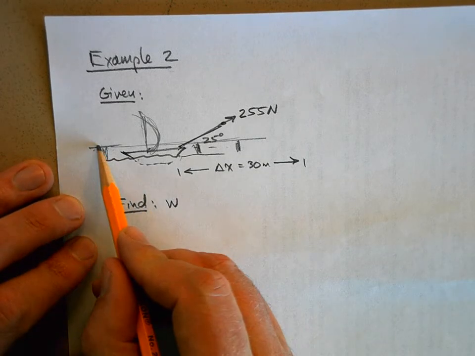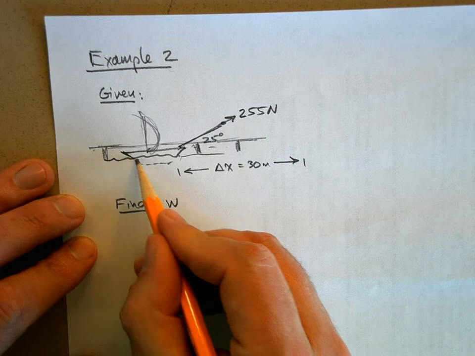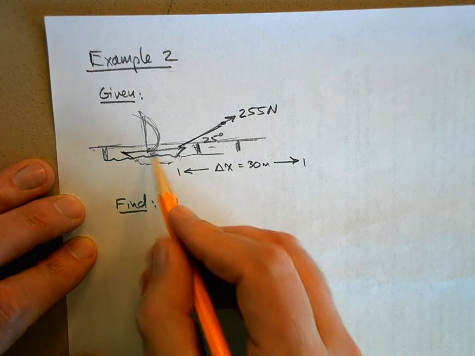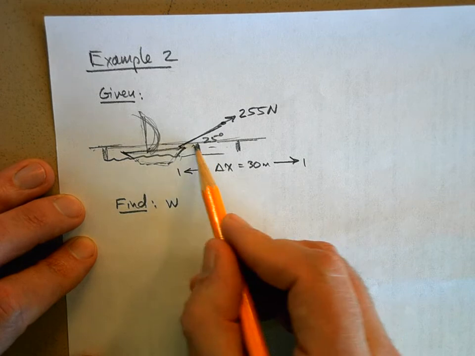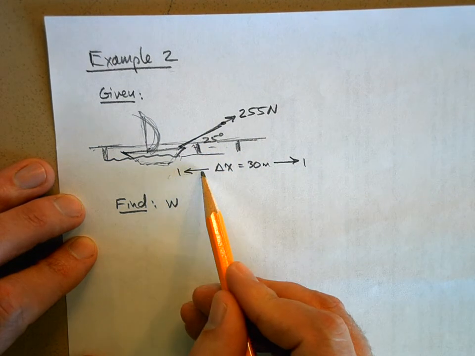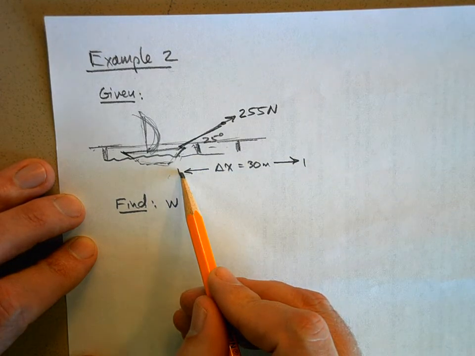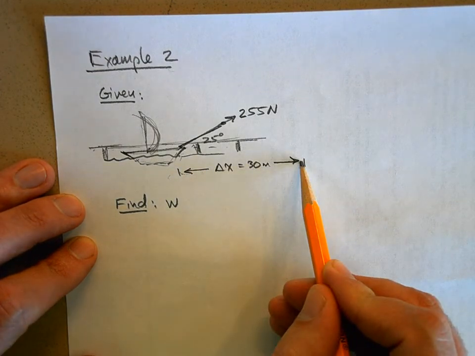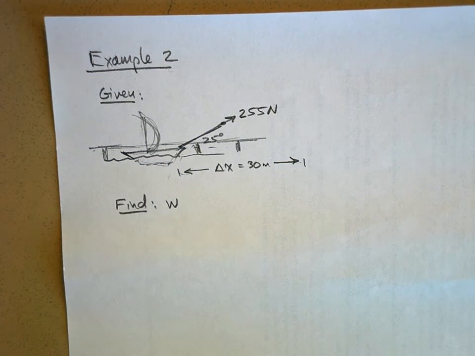So here's our problem. This is supposed to be a dock back here. And here's a boat in the water alongside the dock, a little sailboat. And this sailor is pulling on a rope and is moving the boat along the dock. He pulls the boat for 30 meters and has to pull with a 220 or 255 Newton force. That's a pretty strong pull, by the way.